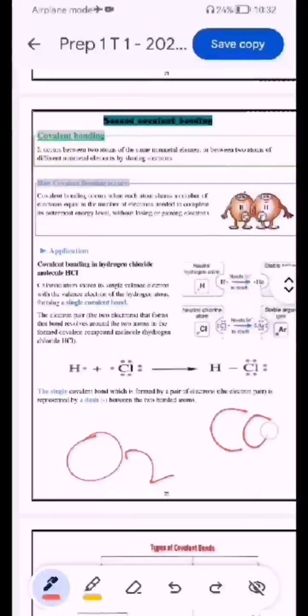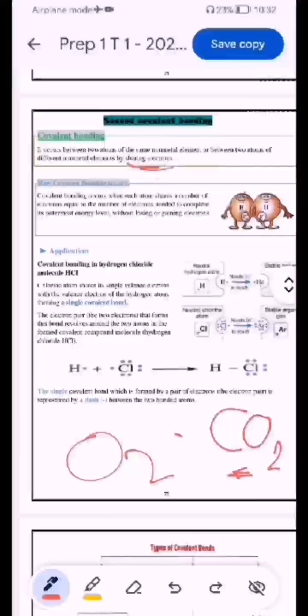But CO2, carbon is a non-metal, and oxygen is a non-metal also. So the bond between them is called a covalent bond because both are non-metals, and they are different, so that's called a molecule of a compound. So a covalent bond can form a molecule of an element and a molecule of a compound. Why? Because it can occur between 2 same non-metal elements or 2 different non-metal elements. Okay?